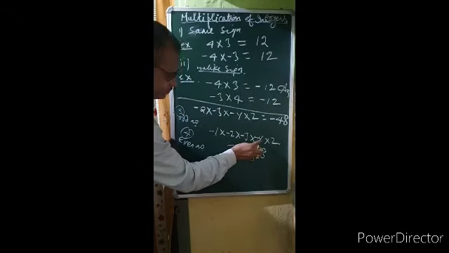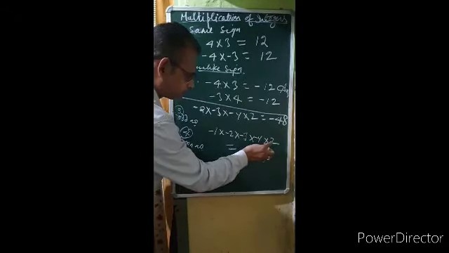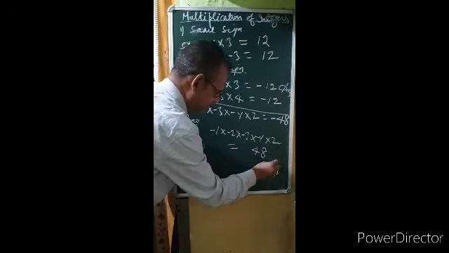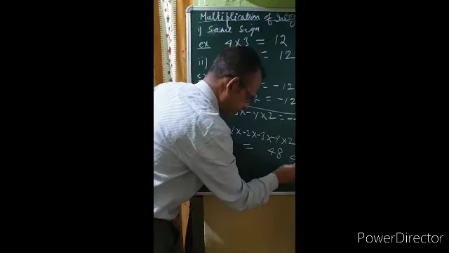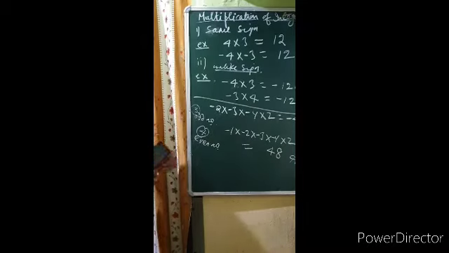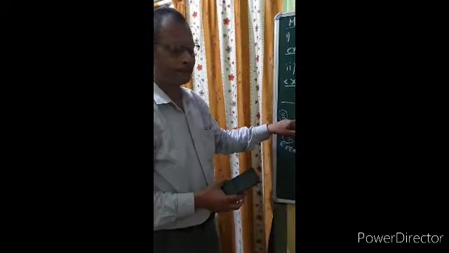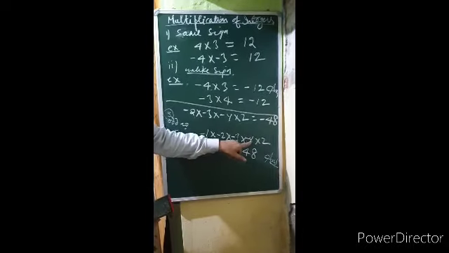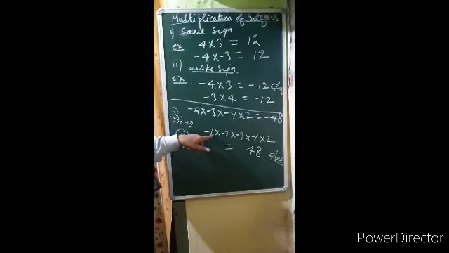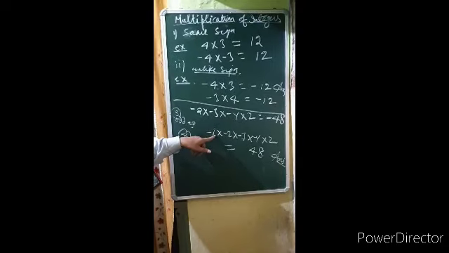2 3s are 6, 4s are 24, 2s are 48. So 48 is the answer. It is not minus 48, it is 48 over here. Here it is minus 48 because there are 3 integers with negative sign. Here it is plus 48 because there are 4 integers with negative sign. 4 is an even number.